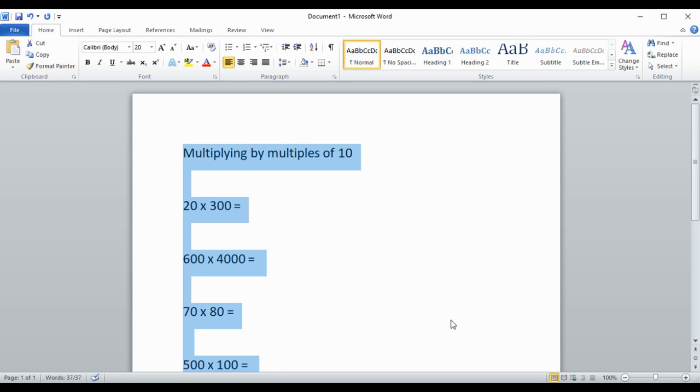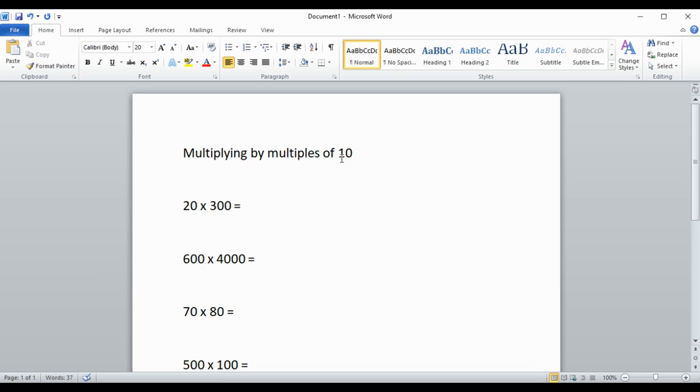So today we're going to be learning about multiplying by multiples of 10. What multiples of 10 mean is that it's 10 times something, like 20 is a multiple of 10 because we've multiplied 10 by 2 and got 20. So don't get hung up on that.